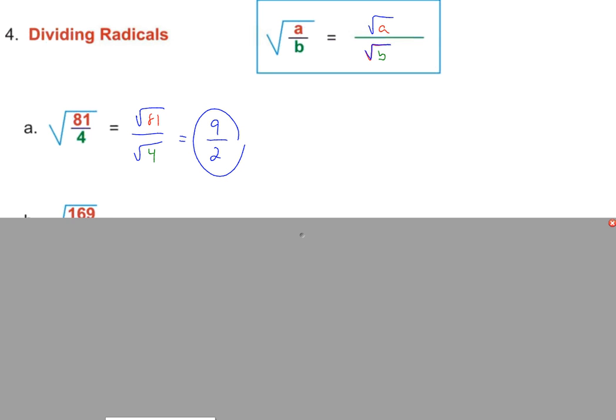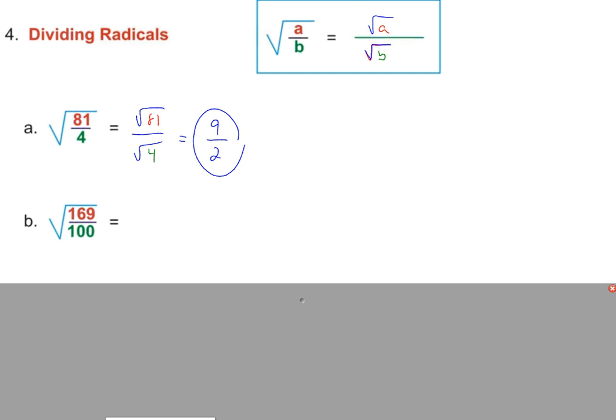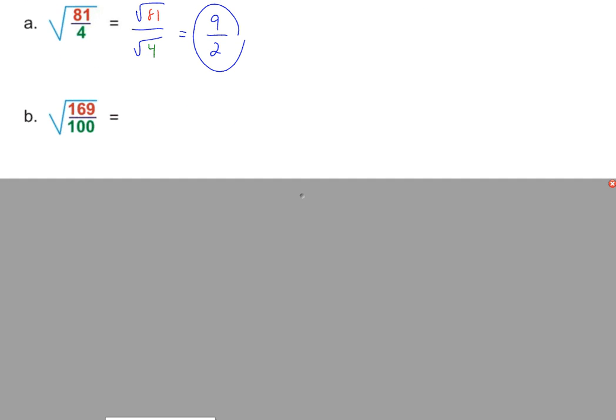Cool. So here's a second scenario. Go ahead and do that one. You do it. I'll do it as you're doing it. I'm still color-coded. It should be easy. And hopefully you got 13/10. Square root of 169 is 13. Square root of 100 is 10.